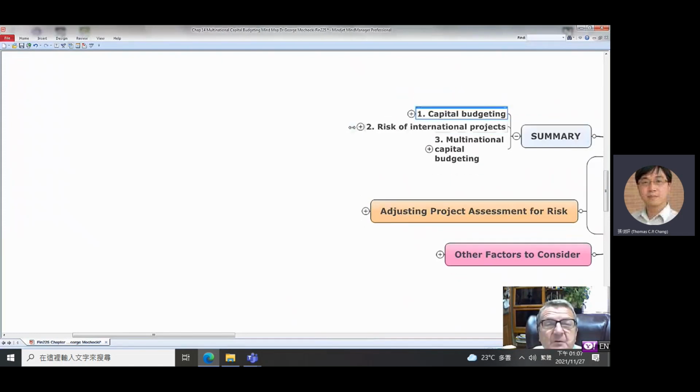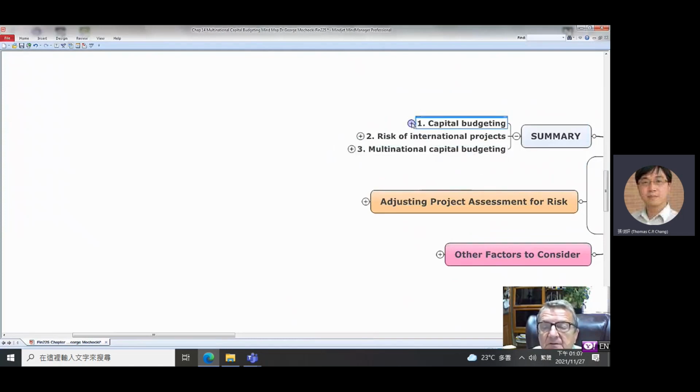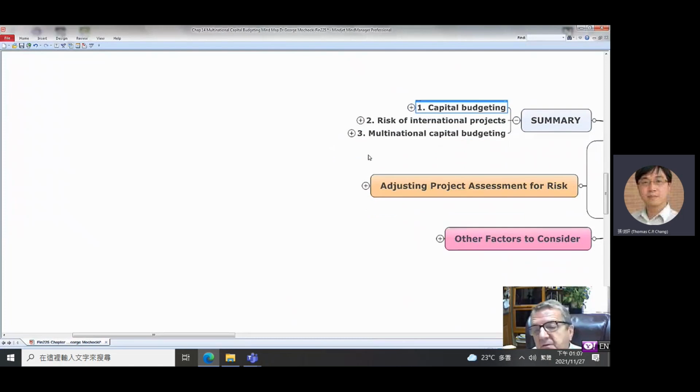Remember, most of you already have me. I've slowed down a little on here talking, but we have it. So we cover basically the three: capital budgeting, risks of international projects, and multinational capital budgeting.